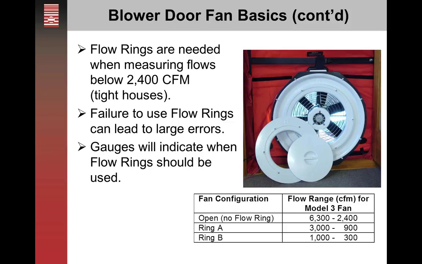Now there are also rings C, D, and E, but given the housing stock for the United States, ring B is probably the most common, and the others would not really be necessary unless you're working on something like possibly a passive house or a net zero energy house.